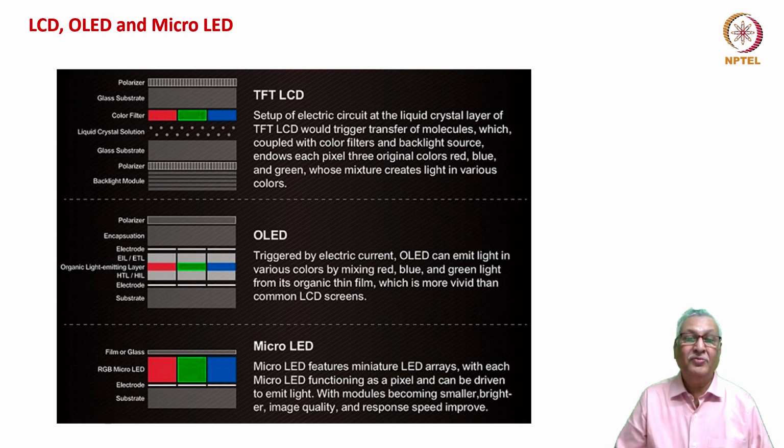This is a graphic which compares TFT LCD, OLED, and MicroLED. In TFT LCD, the electric circuit is set up at the liquid crystal layer of TFT LCD that would trigger transfer of molecules, which coupled with color filters and backlight source endows each pixel with three original colors, red, blue, and green, whose mixture creates light in various colors.